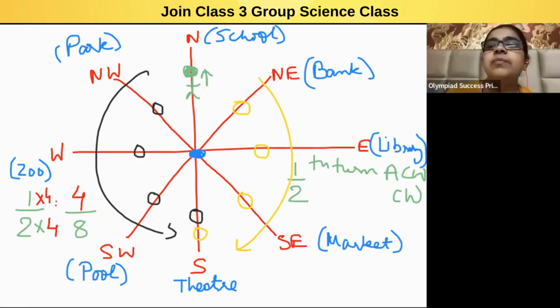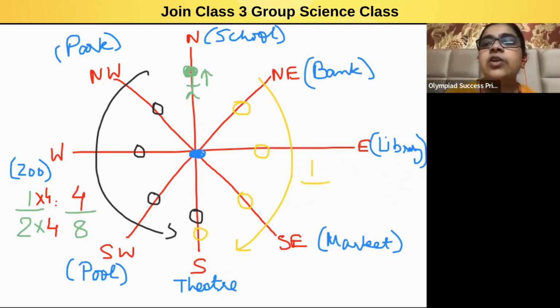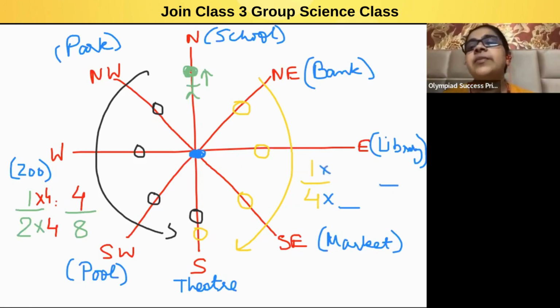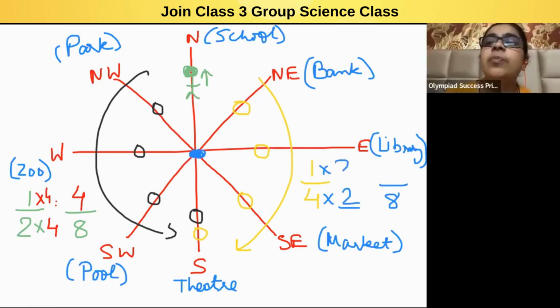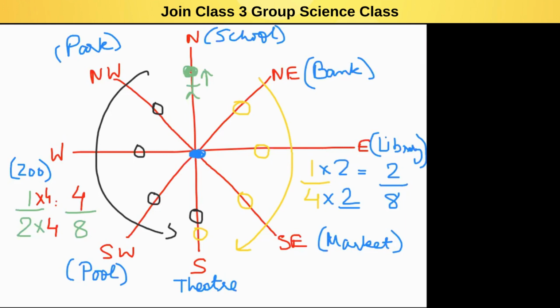Okay. So for 1 by 4 turn, try to understand that we have 8 places, right, Shivan, in the drawing. So I need to convert 4 into 8. What should I multiply with 4 so that I get the number 8 at the bottom? 2, ma'am. I will multiply the same number at the top as well. So if I multiply 1 into 2, I get 2. So whenever someone says 1 by 4 turn, that means 2 by 8 turn. So you have to travel 2 places either in the clockwise direction or in the anti-clockwise direction as given in the question. Okay, ma'am.